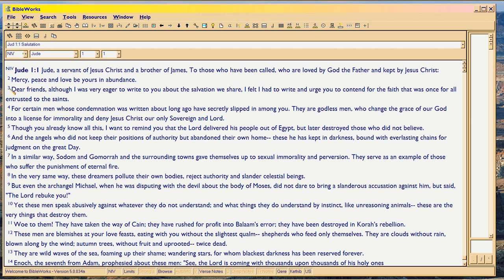All right, dear friends, now this is really important. This word eager is a Petrine word, spoudazo. "Dear friends, though I was very eager to write you about salvation we share." In other words, he was going to write about salvation, some kind of epistle about growing in Christ. So he's saying he's being interrupted.